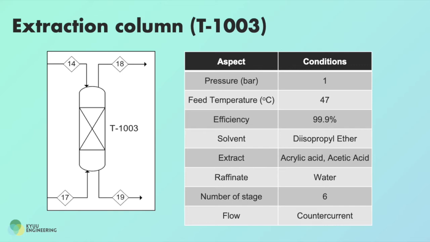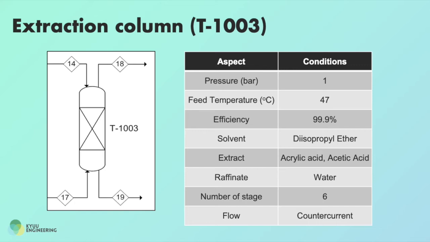In our process, the extraction column uses diisopropyl ether as solvent to perform liquid-liquid extraction to extract out the acrylic acid and acetic acid from water. Hence, the raffinate phase consists of mainly water. In our case, some assumptions have been made. First, the liquid-liquid extraction column operates at 1 bar and 47 degrees C, as the feed temperature is 47 degrees C as well. And then, the column consists of 6 stages, as feed enters from the first stage, while the solvent enters from the last stage.